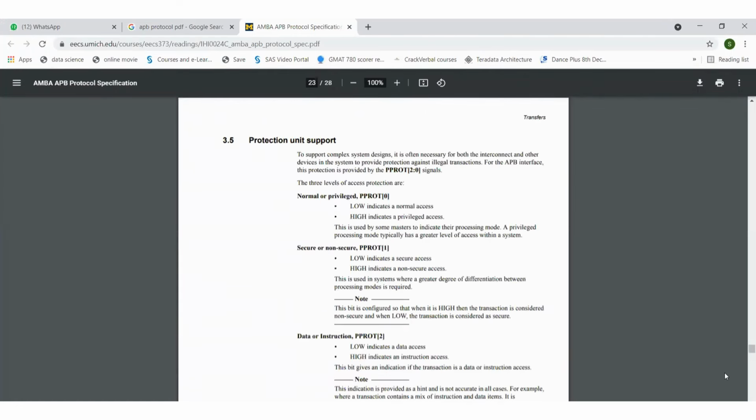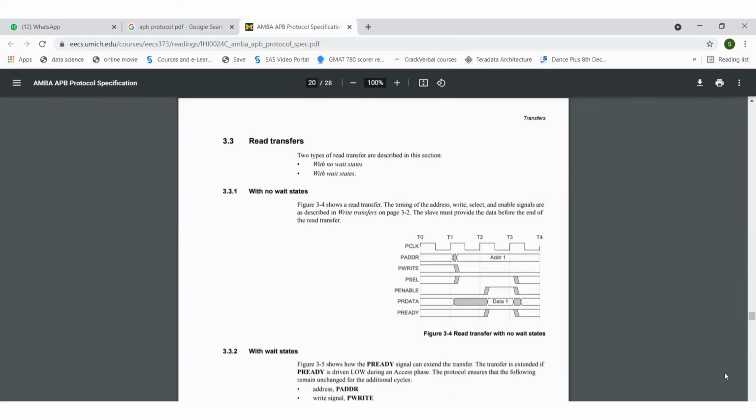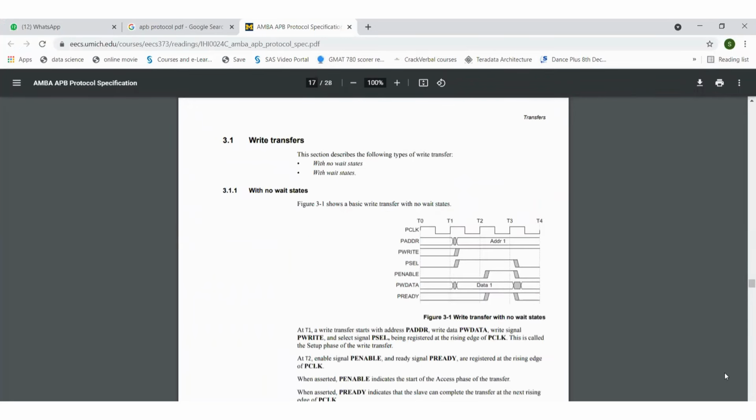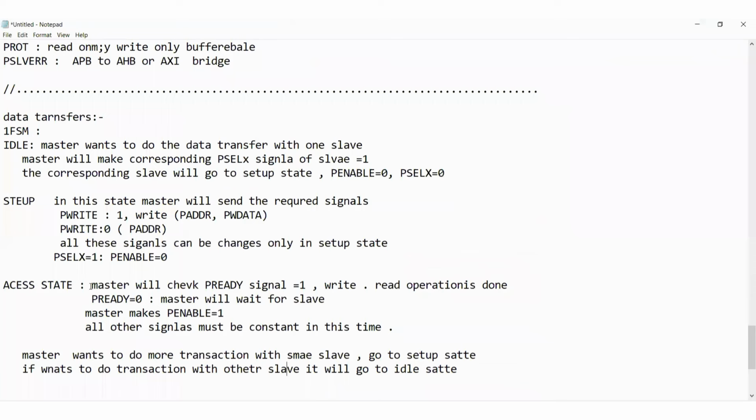Okay, now in the interview, they may ask you these waveforms. How read operation, write operation will happen. Now see, in the write operation, first it is in idle state. Then master makes P select X equal to 1. So this is the setup state. In the setup state, master is changing the P write signal, P W data signal, and P address signal. These three signals are changed only in setup state. Now next state will be SS state. Remember, setup state, next state must be SS state.